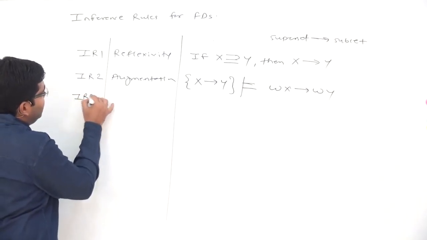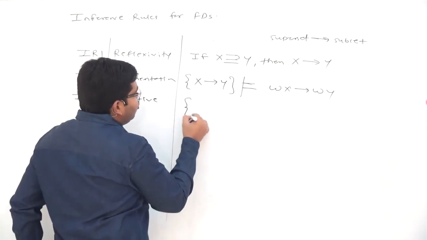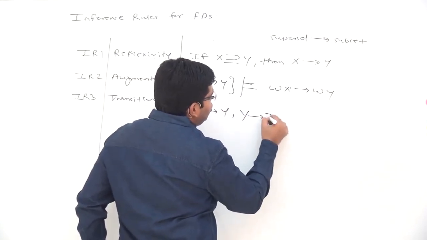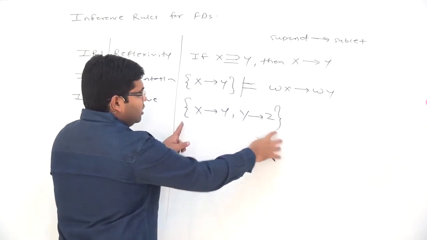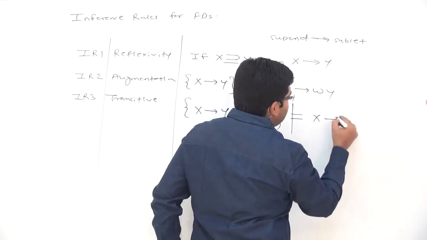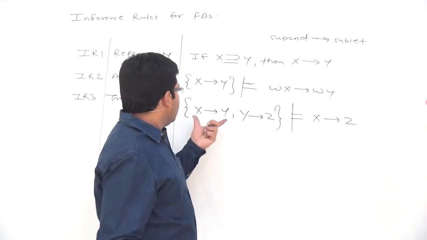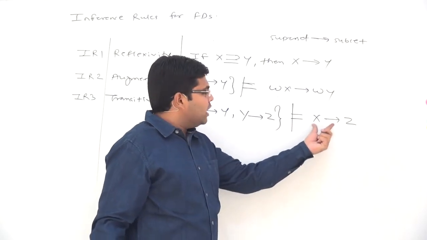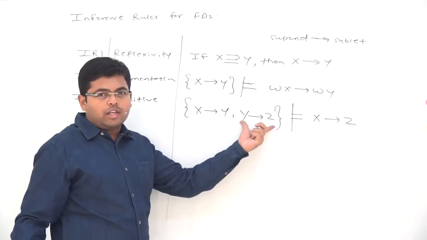Then IR3 is called the transitive rule. What is that rule? From X gives Y and Y gives Z, a set of these two FDs, you can infer that X gives Z. This is the meaning of inference. How to read it: X gives Y and Y gives Z infers X gives Z, or X gives Z can be inferred from X gives Y and Y gives Z.